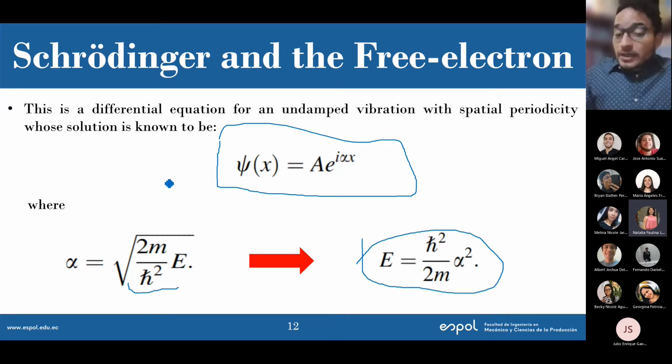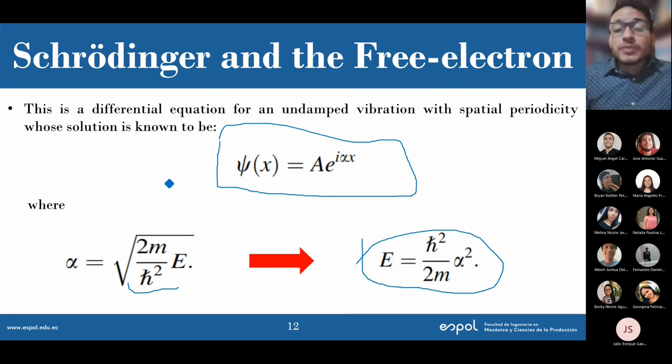Energy is not going to be a negative number because the Planck's constant is not negative, the mass is not negative, and alpha is definitely not going to be negative. So obviously energy is not going to be negative. But if we consider all positive values, then all the values of energy are allowed. Am I right or am I wrong? Or do you see another restriction?